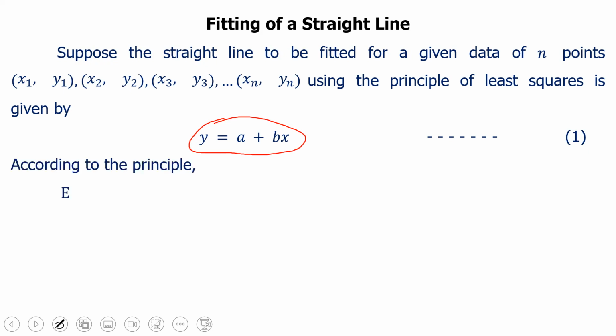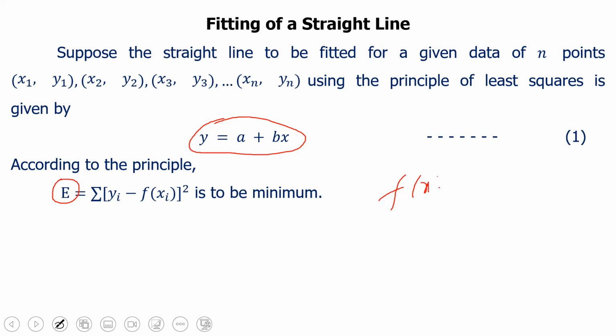According to the principle, E is equal to the sum of (yi minus f of xi) whole square, which is to be minimum. What is our aim? Our aim is to make this E minimum. So how are we able to get the minima or maxima? I think everybody knows about that.